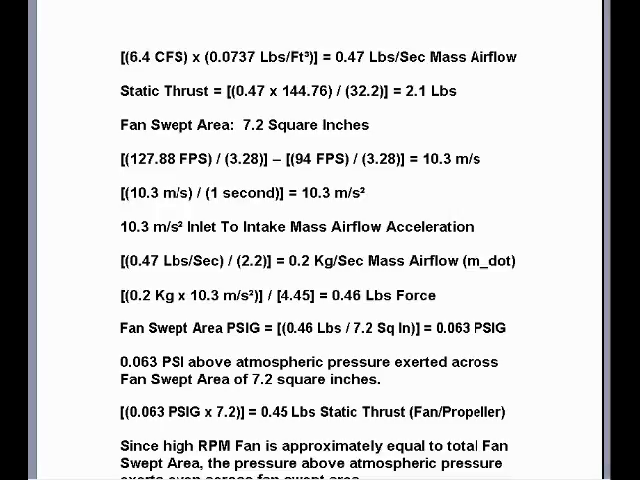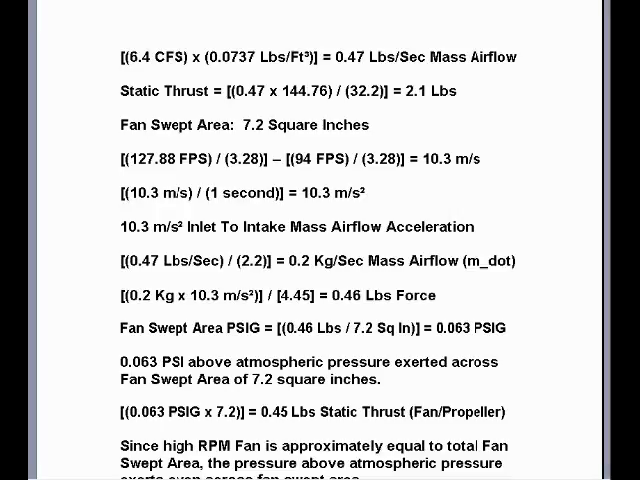Then the fan swept area, of course, is 7.2 square inches as calculated in the previous 4-part lecture. Then all we need to do to find out the cross-sectional area pressure across the fan disc is to take the mass airflow acceleration from the inlet to the intake. This is where the acceleration is happening. The speed itself won't cause the force, but a change in the speed, the acceleration, is where you'll have a sudden change in the pressure above atmospheric pressure across the fan disc.